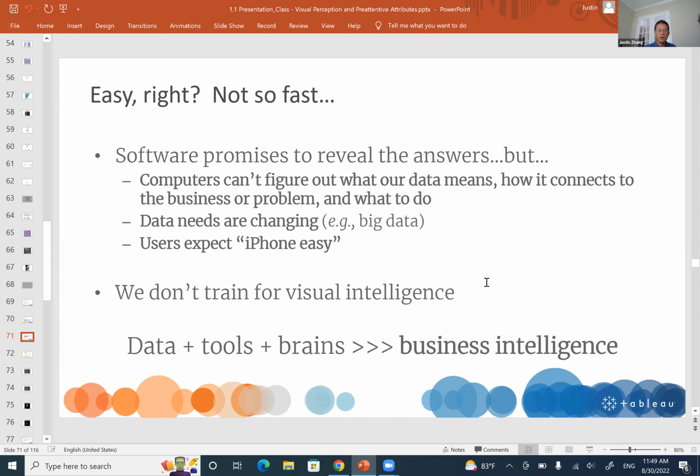So with the help of software tools, we can normally find it easier to review the answers, but sometimes computers cannot figure out the meanings about data and how it connects to the business or problem and what to do. In addition, the data needs are always changing. So that's why it takes a lot of training to interpret the intelligence behind data. So we need to combine data with tools and our human brains in order to develop business intelligence.